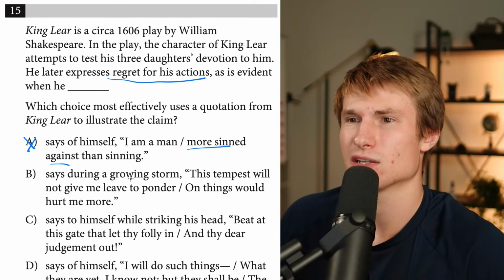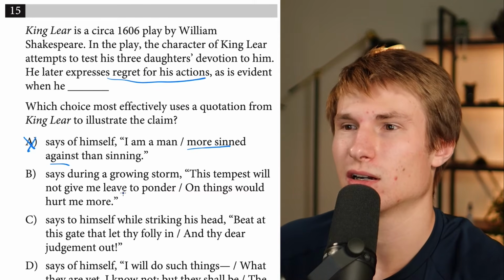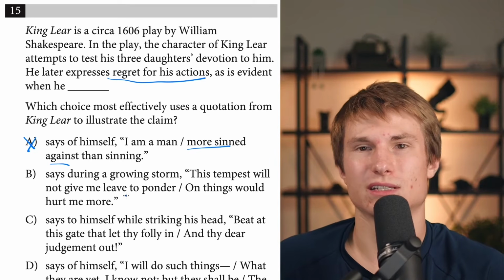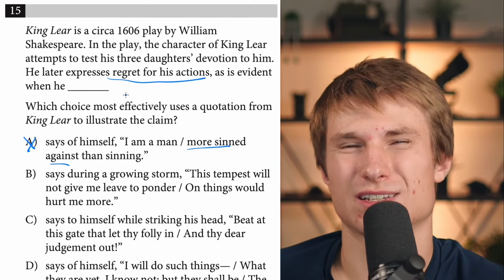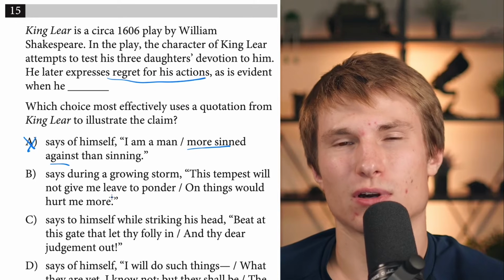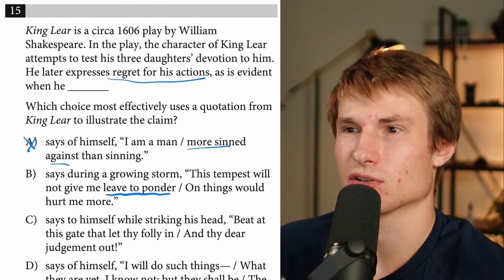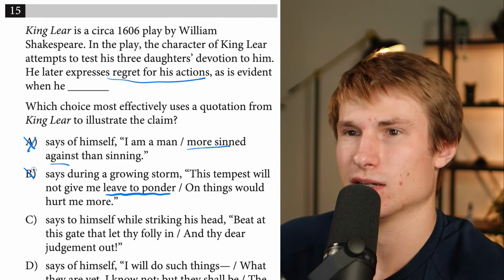We've got B, says during a growing storm, "This tempest will not give me leave to ponder on things would hurt me more." All right, so this tempest will not give me leave to ponder. That's not necessarily expressing regret for his actions. That's basically just stating that he wants a break from the storm in order to go think. Okay, so I would get rid of B there.